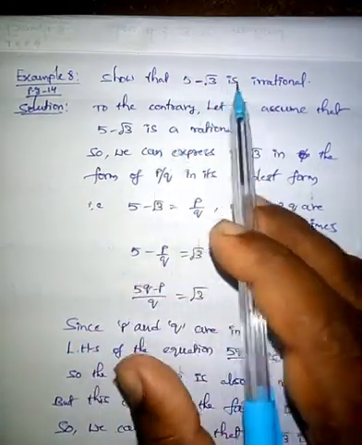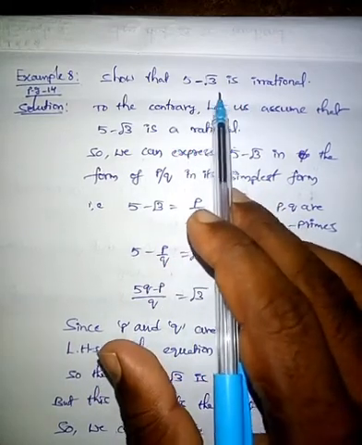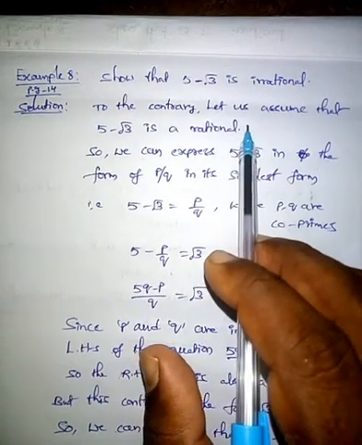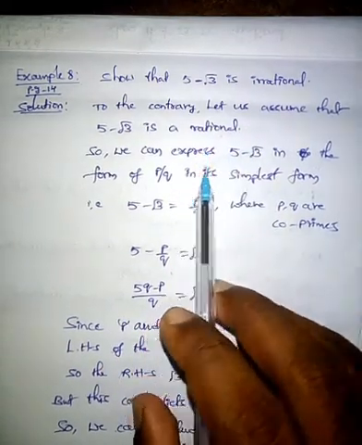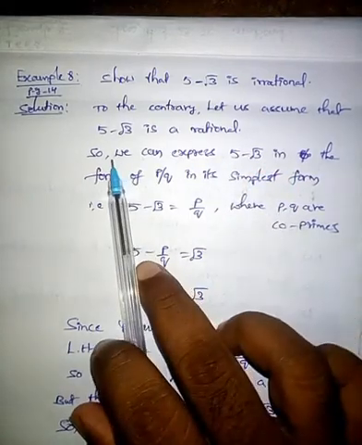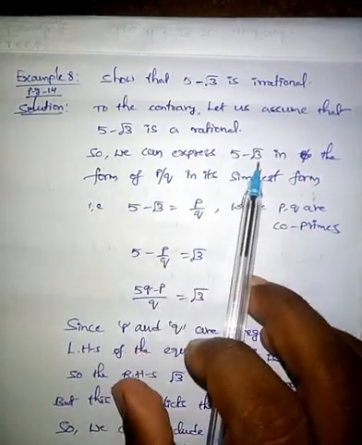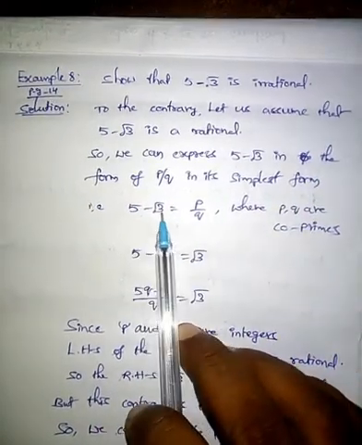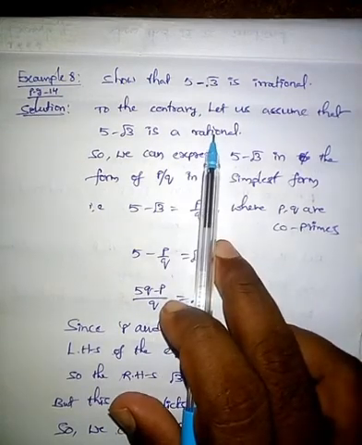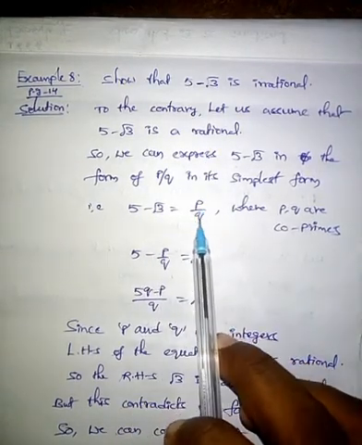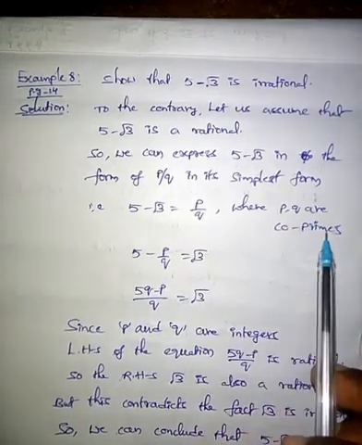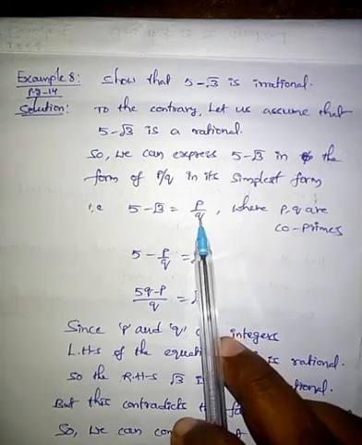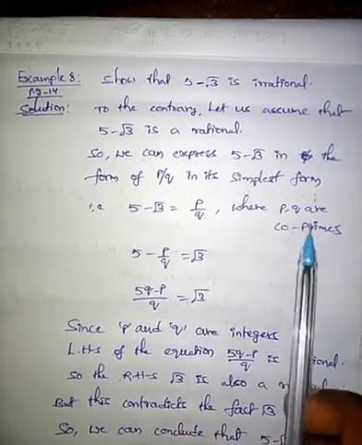Here we choose a statement against the true statement, that is, 5 minus root 3 is a rational number. You know that every rational number can be expressed in the form of p by q in its simplest form. So we can express 5 minus root 3 in the form of p by q in its simplest form. This is our assumption. That's why it can be expressed in the form of p by q, where p, q are co-primes. Co-primes means p and q have the common factor 1. So that's why they are co-primes.